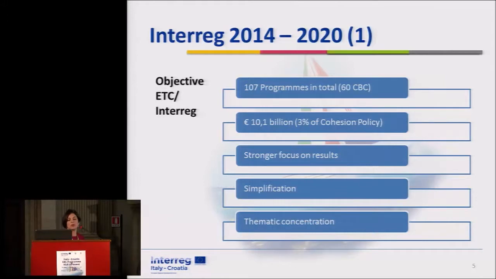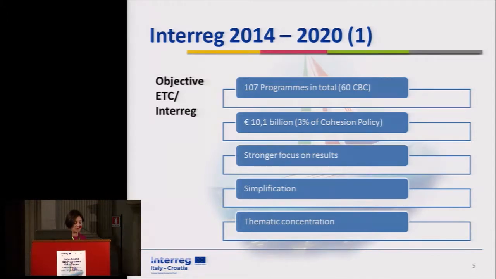Interreg, European territorial cooperation, involves 107 programs in total, among which we have 60 cross-border cooperation programs. We are one of those. The budget of Interreg amounts to circa 3% of the whole cohesion policy, so it's not a big budget in the whole envelope, but still we want to make the difference with this 3%.